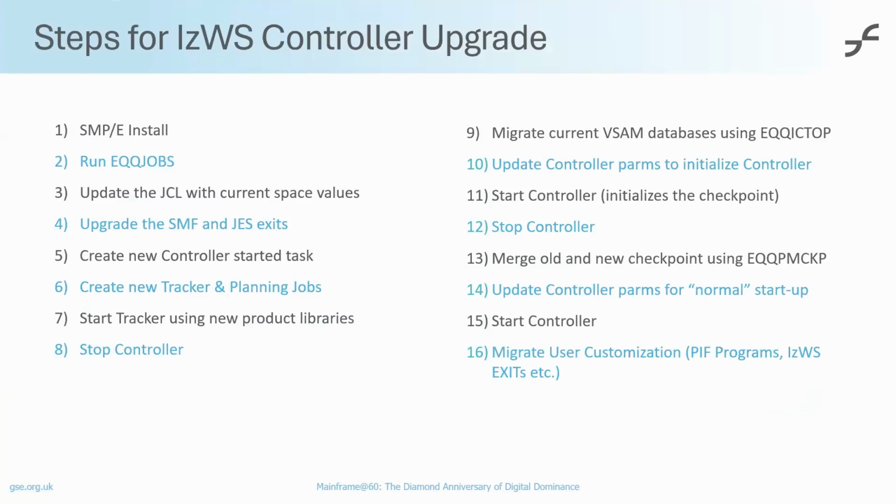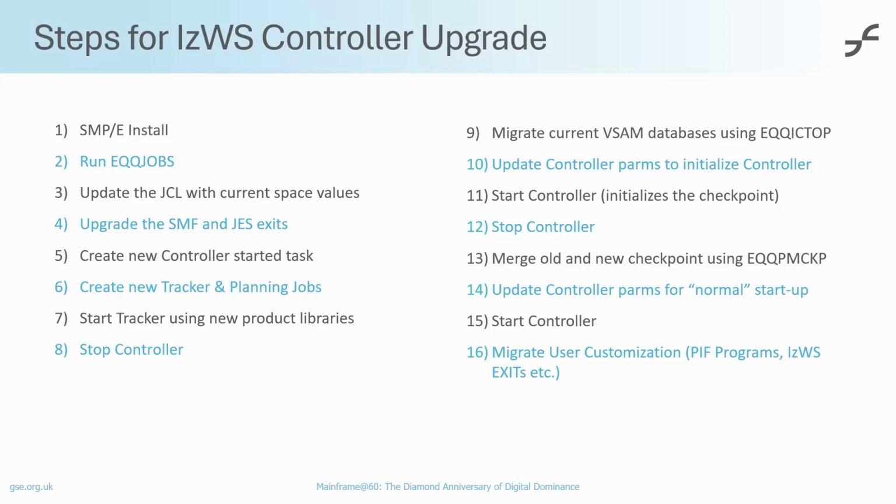And here is a quick list of steps to perform a controller upgrade. Obviously you need to run the SMP install, otherwise you won't have the software. You need to allocate all the datasets, running EQQ jobs and updating the JCL with current space values. Step number 4, you need to upgrade the SMF and JS exits, and then you can start creating the new controller started task, tracker, and all other tasks. And you can create the new planning jobs, obviously. This can be done long in advance.